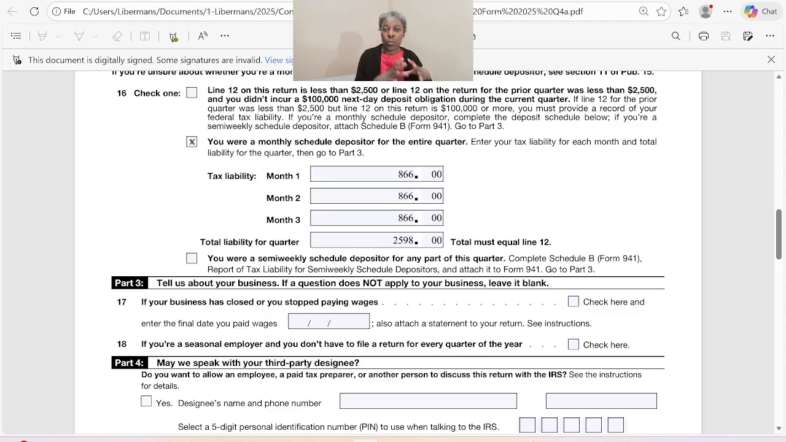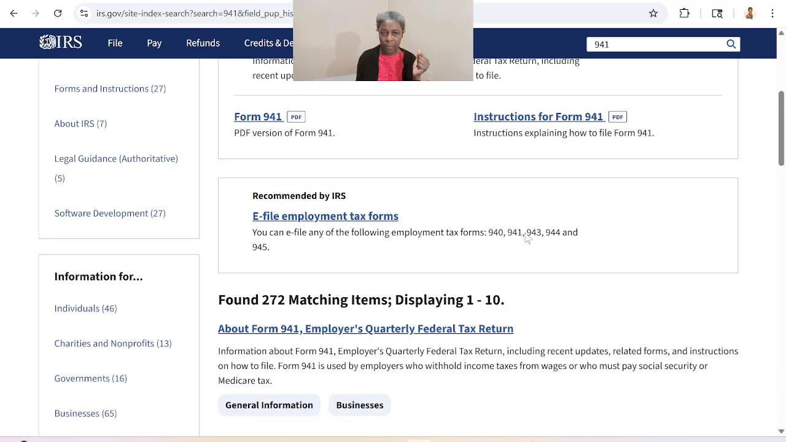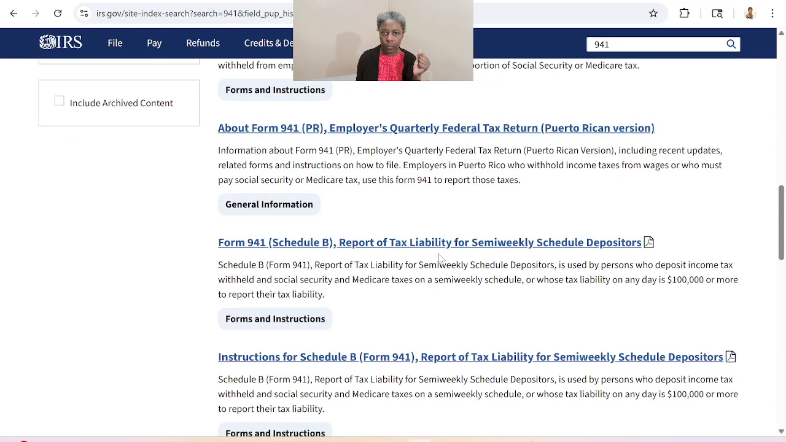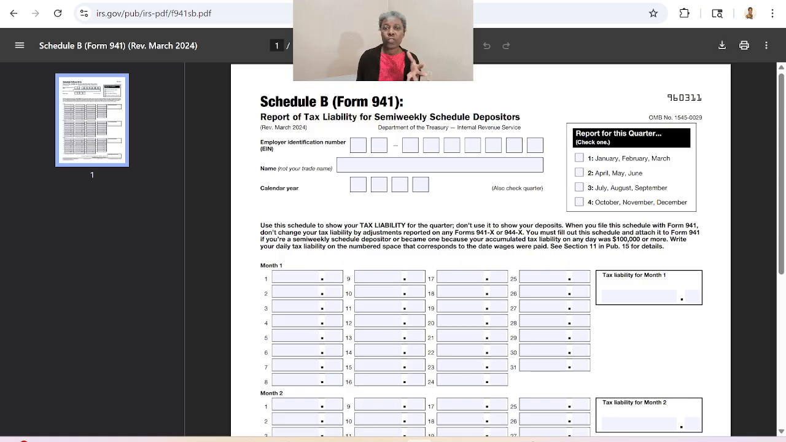If you are a semi-weekly scheduled depositor, you are going to use that form. Let me see if I can find it here. Let's open it as Schedule B. So pretty much this form allows you to put your business identification number, your business legal name, the calendar year you are paying for, that will be 2025, and the quarter you are paying for, which is going to be quarter 4 for this instance.